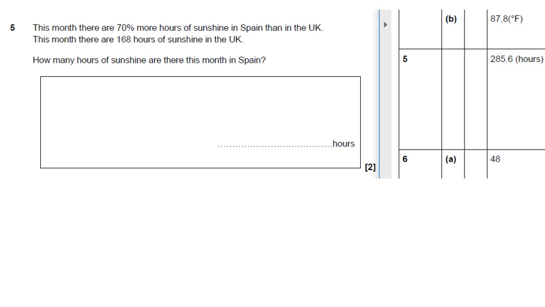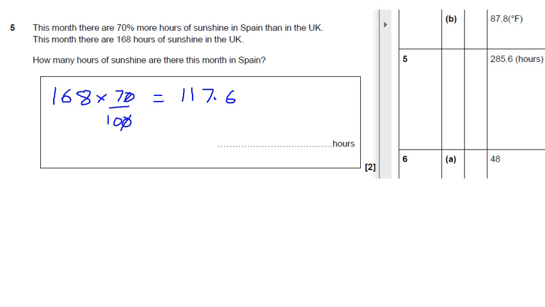This month there were 70% more hours of sunshine in Spain than in the UK. This month there were 168 hours of sunshine. So we times by 70%. I just cross these noughts out, but then I just put it into the calculator anyway. So I've got the answer of 117.6. We're saying there's more sunshine in Spain. How many hours of sunshine are there in Spain?